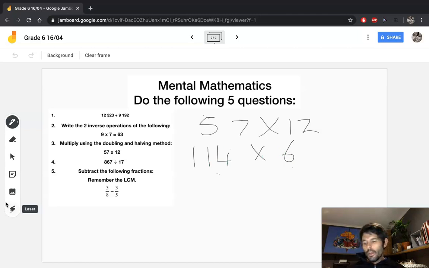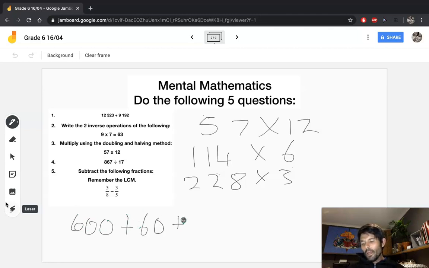Okay, I can go further here and say 228 multiplied by 3. And now I can say 200 times 3 is 600. 20 times 3 is 60. 8 times 3 is 24. And I add them together and I get 684.